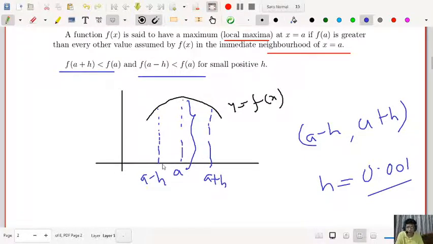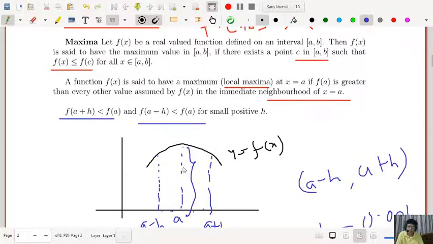So in that neighborhood, suppose there are infinite number of points, if f(a) is greater than the functional value at all other points, then f(x) is said to have a local maxima or maximum. It is a local maxima because we are not checking globally. This is the local property of the function. That is why it is mentioned that f(a) is greater than every other value assumed by f(x). So that is the concept of maxima or local maxima.